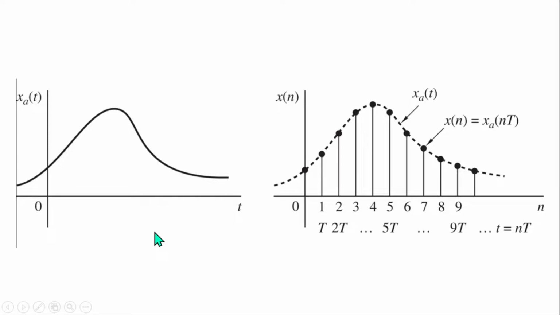An example of a continuous time signal is shown on the left. Suppose this continuous time signal is sampled at equally spaced periods, t, 2t, 3t, and so on. Its discrete time equivalent is the one shown on the right. X of n will have values on these time periods, but between these time periods, for example between t and 2t, x of n is unknown.